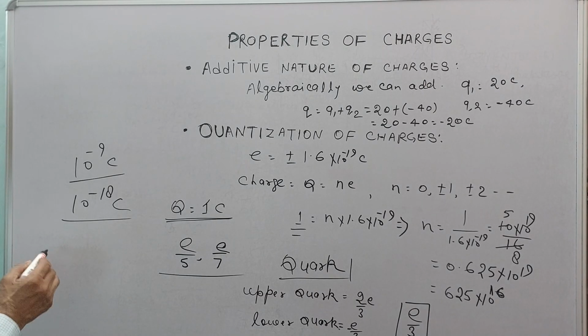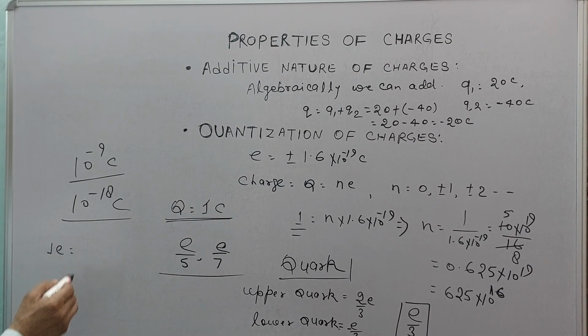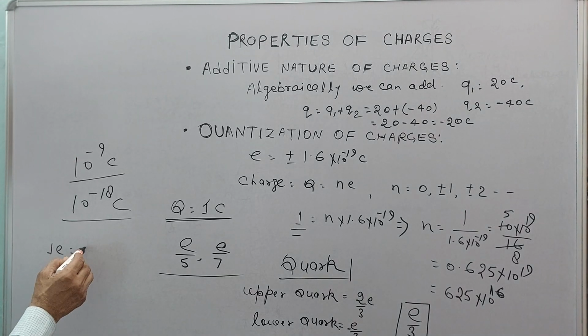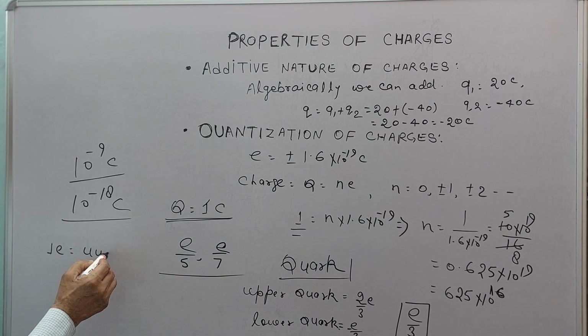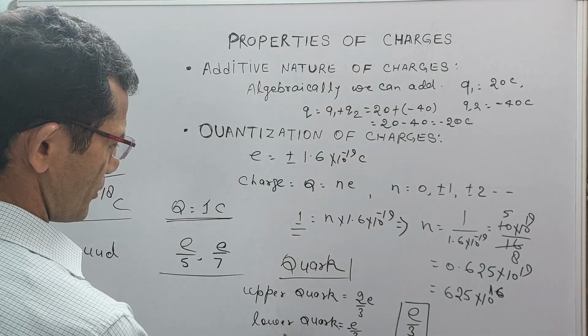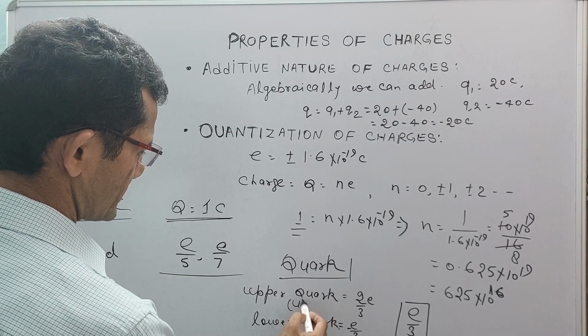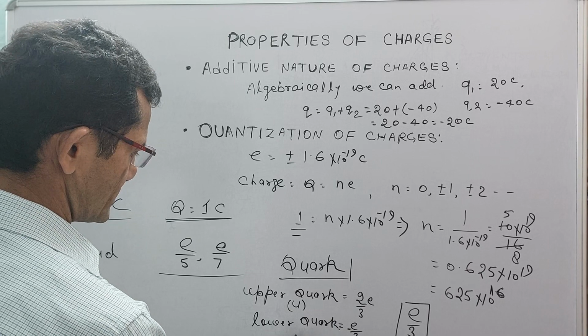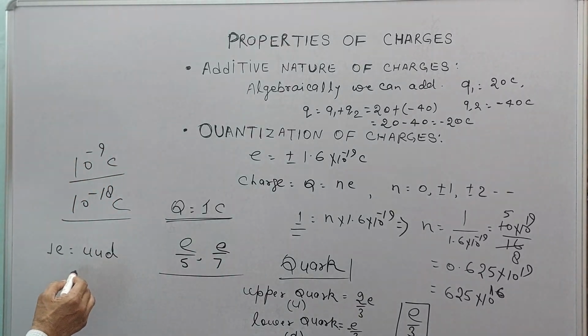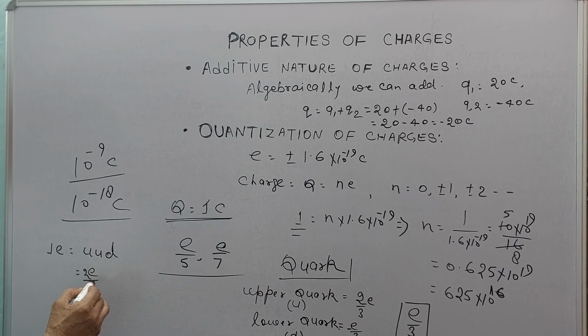If I take the proton, the proton has charge 1e, made of 2 upper quarks and 1 lower quark. We normally represent the upper quark as U and the lower quark as D. Okay, so UUD. It means if you add twice e by 3, plus D which has the value minus e upon 3, and simplify this, the value comes out plus e.